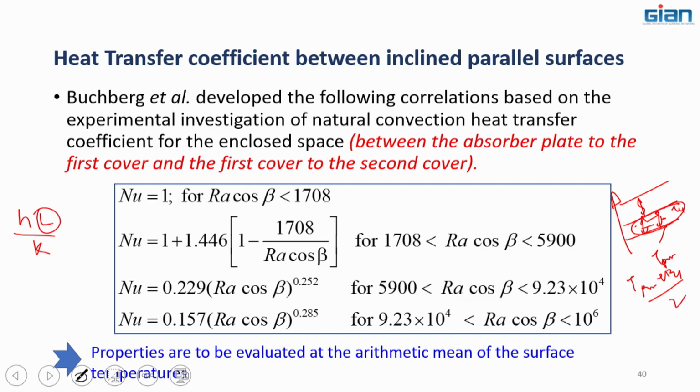That means thickness, and then you can find what is h for plate to C1 in one case, and in the other case C1 to C2, and then accordingly you can find out the other heat transfer coefficients.